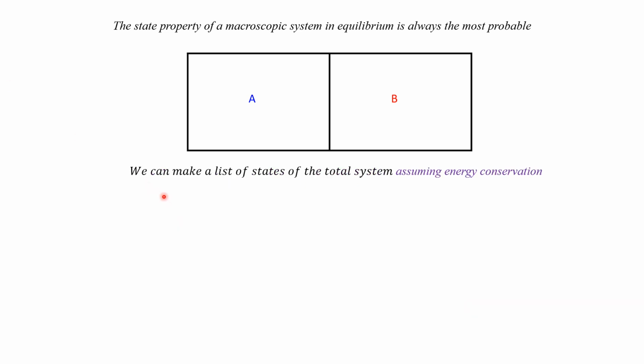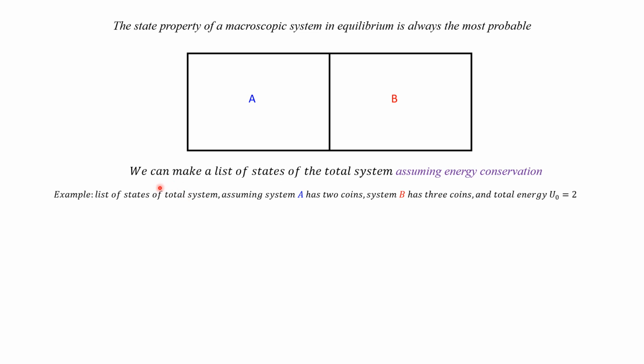So our job now is to make a list of states of the total system, the combination of system A and B, assuming energy conservation. So to show how we can make this list, we're going to use again an example. We're going to suppose that system A has 2 coins, system B has 3 coins, and we're going to assume that the total energy is U naught equal 2. So U naught is the total energy, the energy of the total system, of system A and B together.